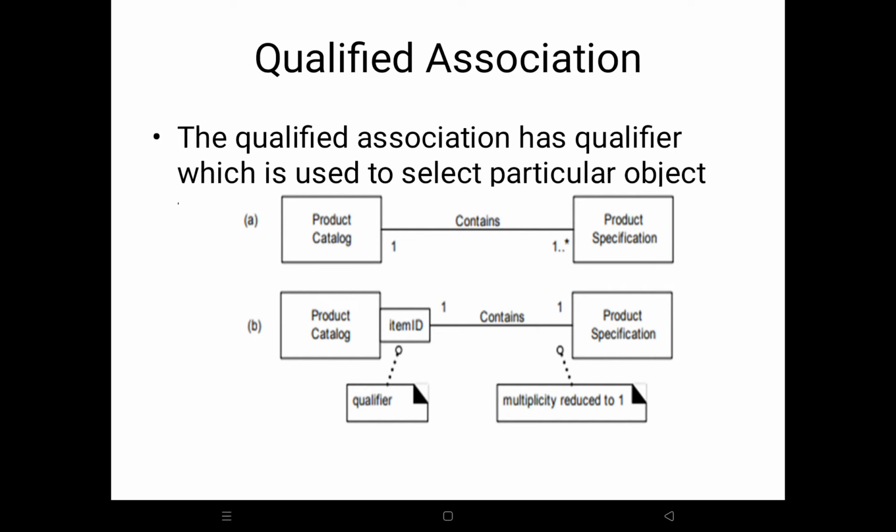So with the help of the qualifier, we select a particular object from the set of objects, and this is called a qualified association. The qualifier we are using is called item ID. With the help of the qualifier, we can select the object from the set of objects. The term qualifier is very important. A qualified association is nothing but a qualifier which is used to select the particular object. Here the item ID is the qualifier.